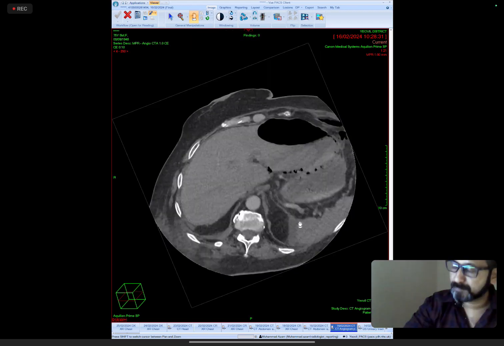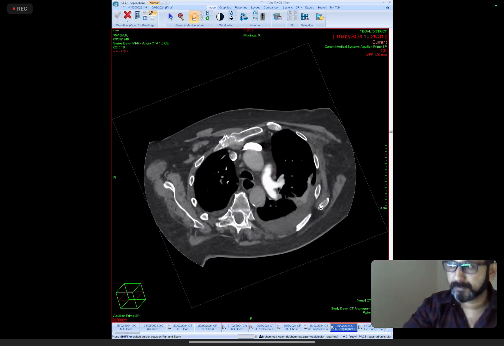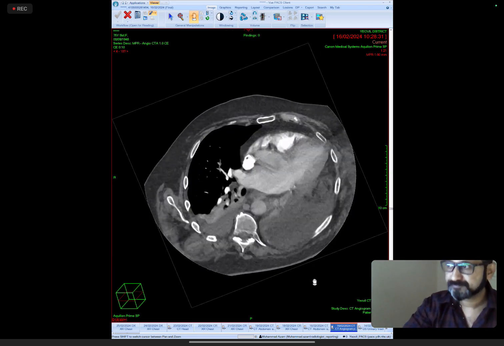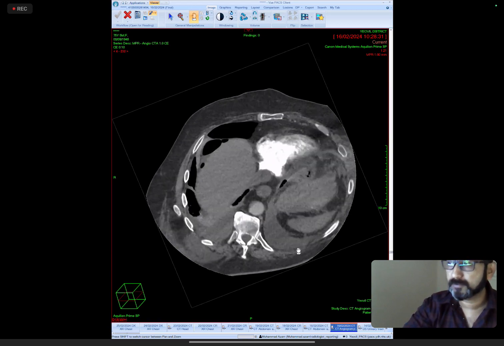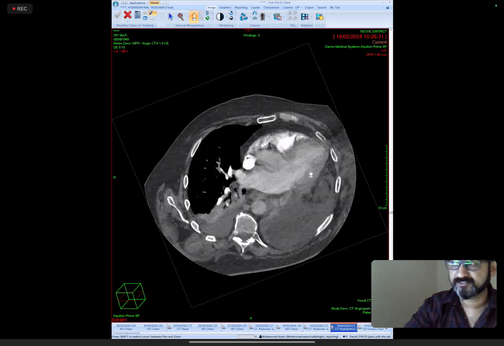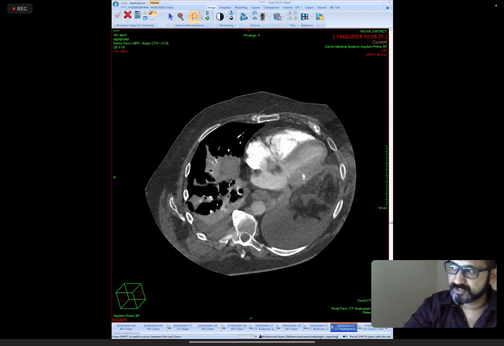You didn't comment on pulmonary embolism in the pulmonary CTPA. You should have commented. There is no pulmonary embolism. There is no right heart strain. I could see there is interventricular septum which is convex towards the right.